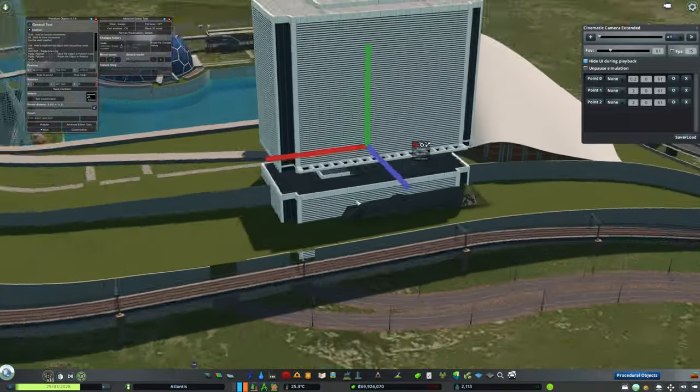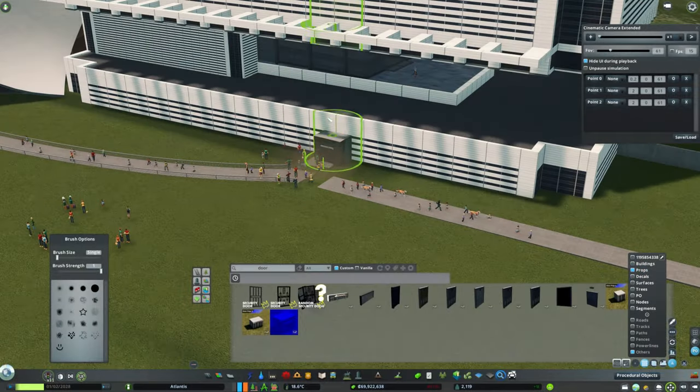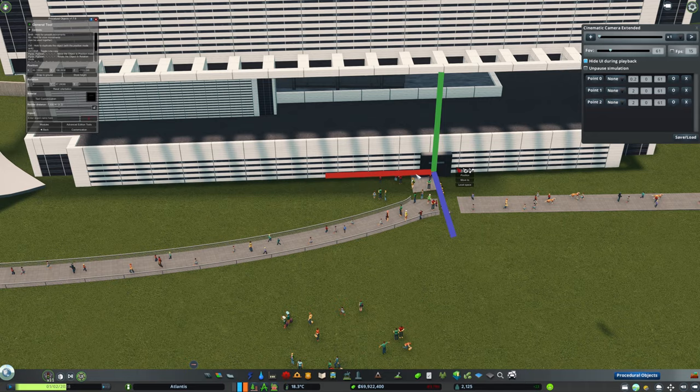The monorail station here, for instance, is going to be quite interesting. We're going to leave a little wee gap in between two buildings to make it look like it's sort of slipping in to the station.